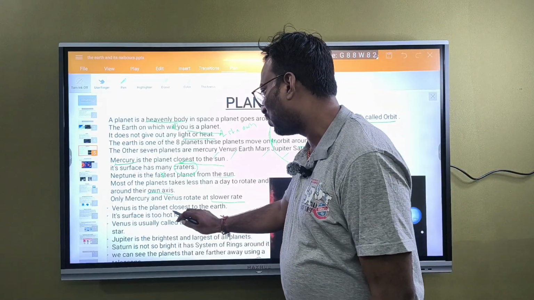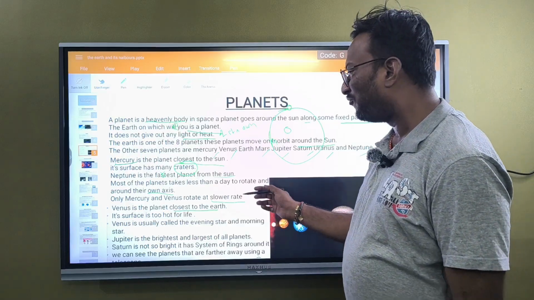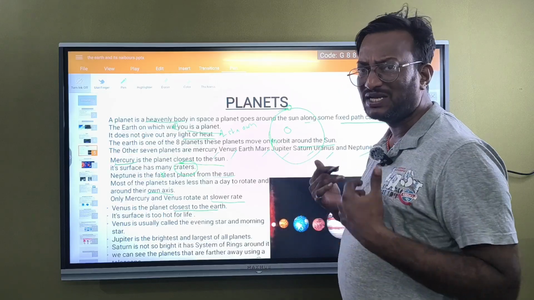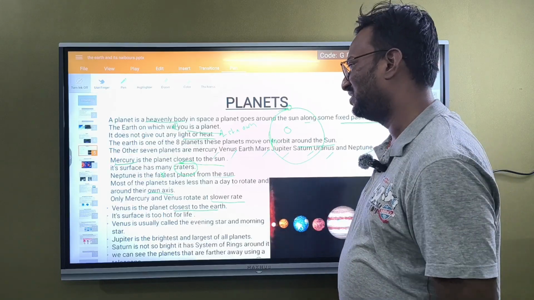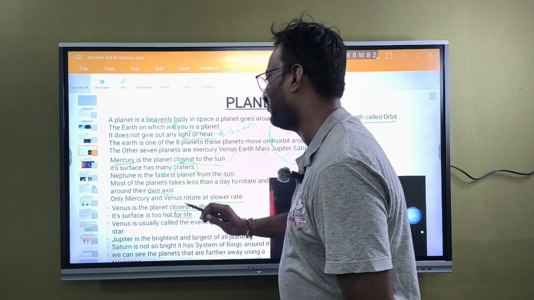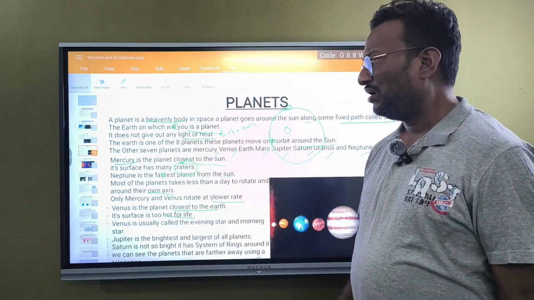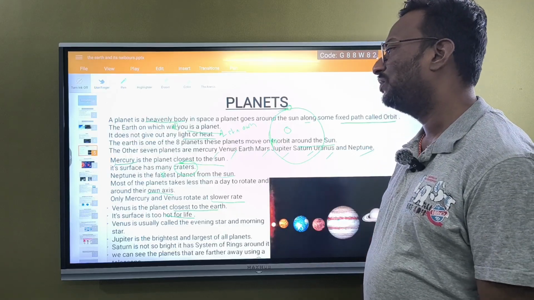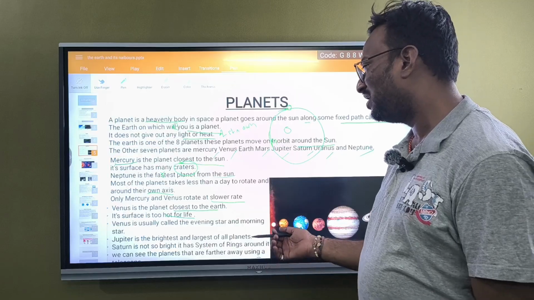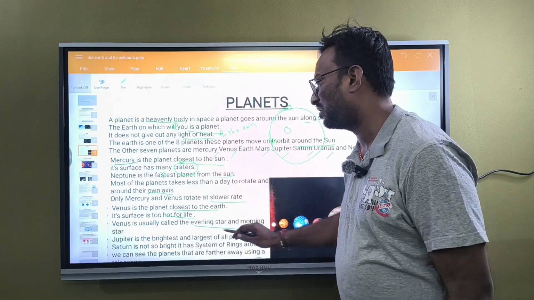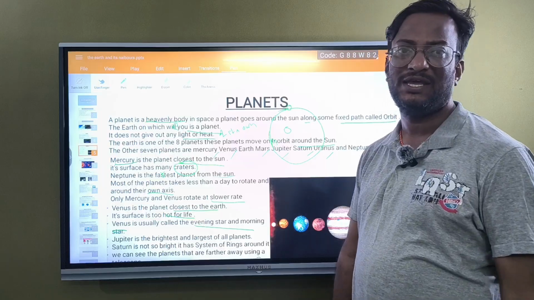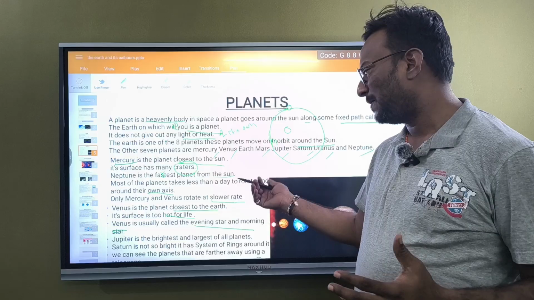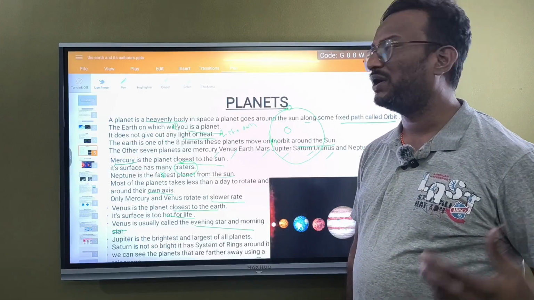Venus is the planet closest to the Earth. So for Sun, the closest planet is Mercury. For our Earth, the closest planet is Venus. Its surface is too hot for life. Generally, the Venus planet will have a very hot surface. Venus is usually called the evening star and morning star. In some places on the earth you can see Venus directly. Okay, in few areas. It will be called as evening star and morning star.